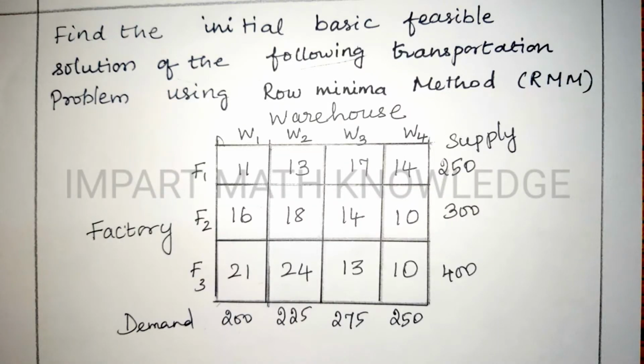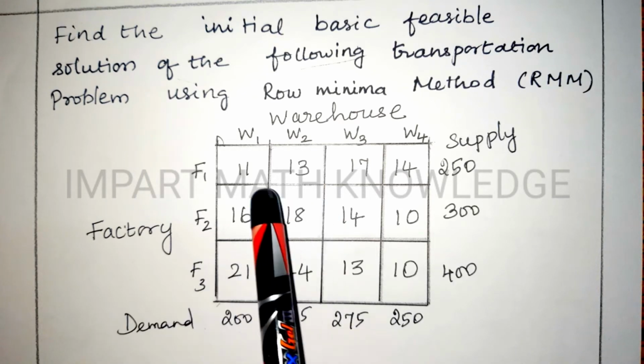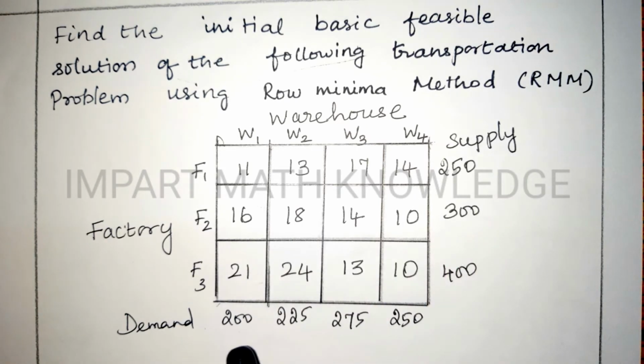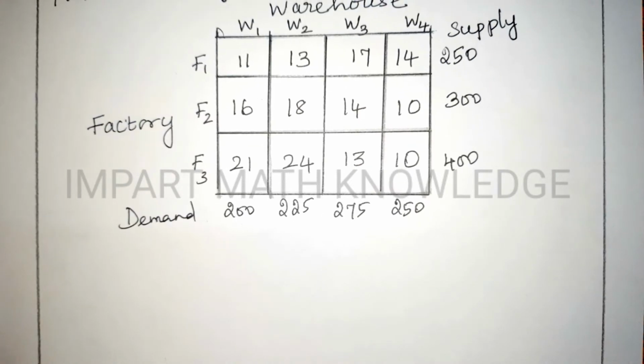I will explain the row minima method through an example. Here the given problem is factory and warehouse detail is given, supply and demand is also given. You have to find the minimum transportation cost for this problem using the row minima method. Step 1, we have to check the balance condition.